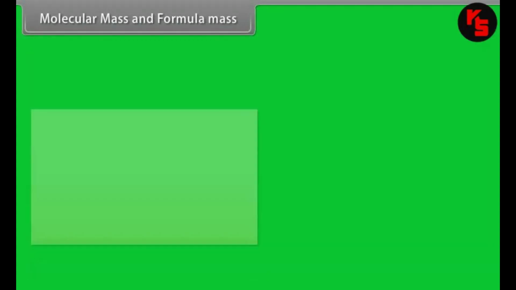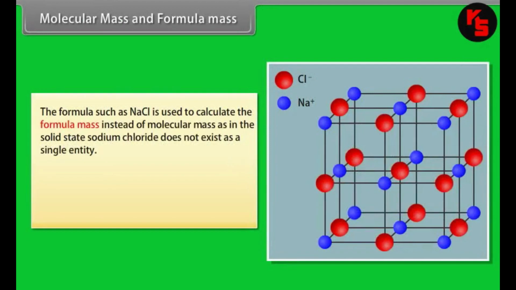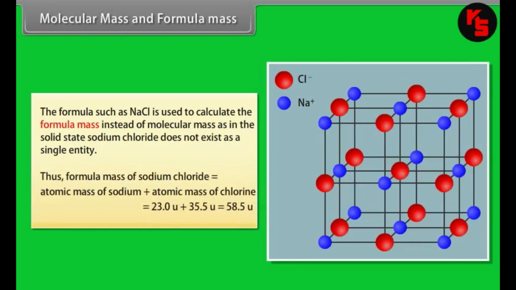which is equal to 18.02 u. A formula such as NaCl is used to calculate the formula mass instead of molecular mass, as in the solid state sodium chloride does not exist as a single entity. Thus, formula mass of sodium chloride is equal to atomic mass of sodium plus atomic mass of chlorine, which is equal to 23.0 u plus 35.5 u, which is equal to 58.5 u.